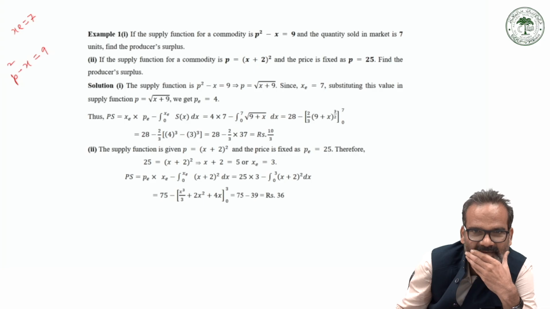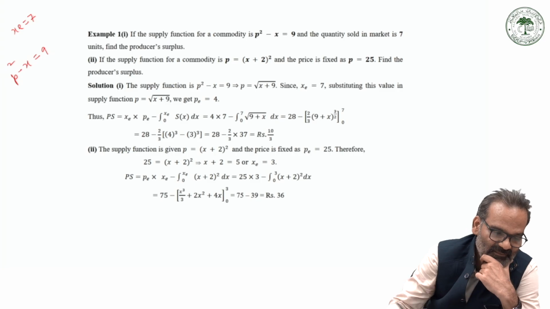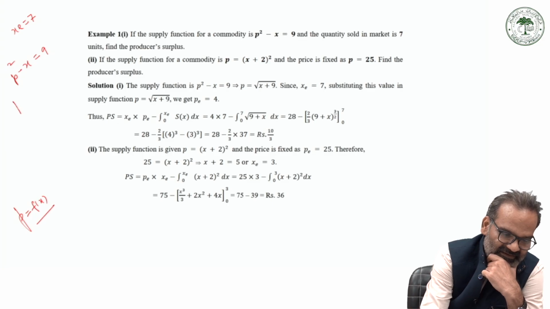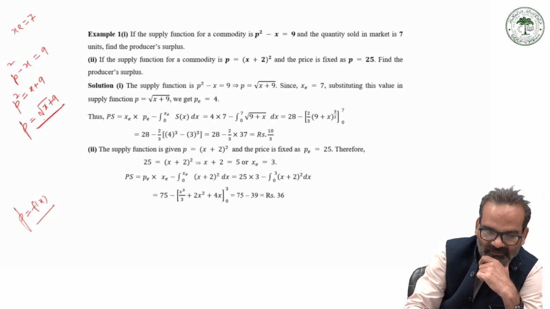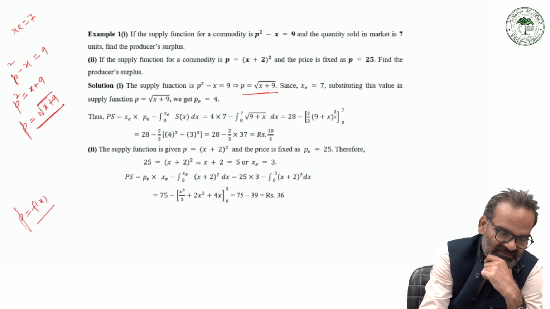right? So what you will do: p square minus x is equal to 9. This is not the standard form of a function. The function is of the form p is equal to some f(x), like this. So this can be written as p square is x plus 9. So p will be what? Root of x plus 9. Look at your supply function: p square minus x is equal to 9, so p is equal to root of x plus 9. This is your supply function.